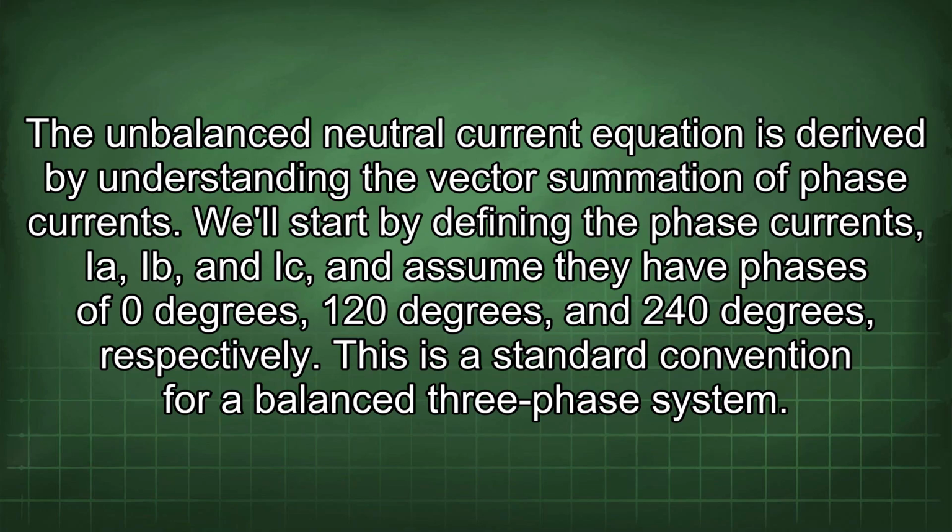The unbalanced neutral current equation is derived by understanding the vector summation of phase currents. We'll start by defining the phase currents I_A, I_B, and I_C, and assume they have phases of 0 degrees, 120 degrees, and 240 degrees, respectively. This is the standard convention for a balanced three-phase system.